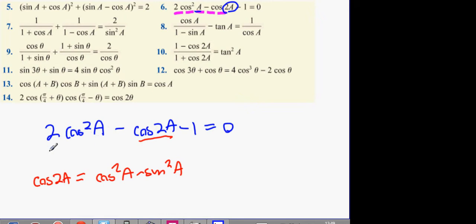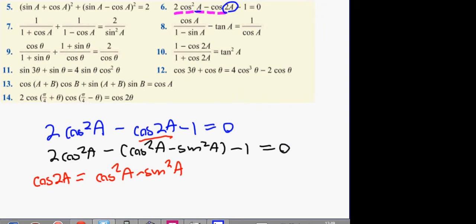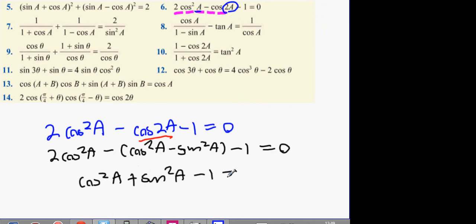It's now going to turn into 2 cos squared a minus (cos squared a minus sine squared a) minus 1 equals 0. Then you're going to cross out the formula you just used. What you notice is the difference now: there are no double angles anymore, there are only single angles. 2 cos squared a minus cos squared a is cos squared a. Minus multiplied by minus gives you plus sine squared a, minus 1 equals 0.